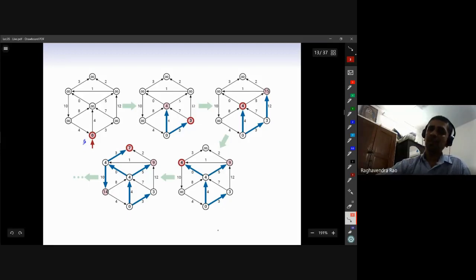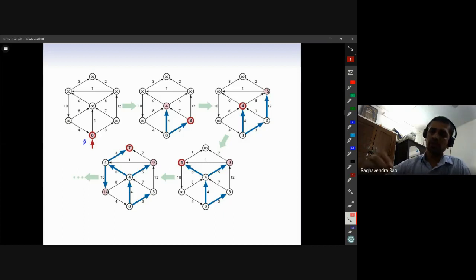For example, here, this blue edge is thrown away in favor of this edge. So this was made blue. So this is basically the relax operation. You're applying relax on this edge. At the end of it, these blue edges, like I said, represent the predecessor relationship. So that gives us the shortest path tree.